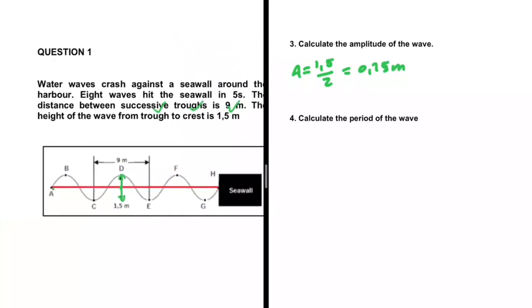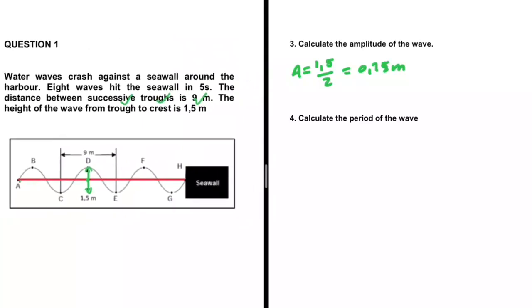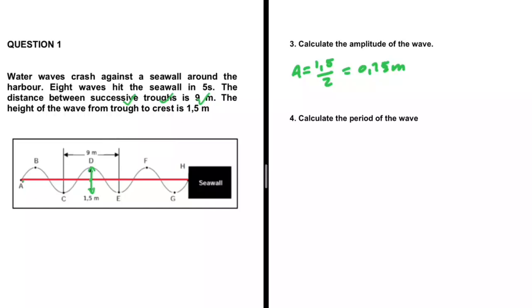It's very rare that in an exam situation, you will be given the amplitude in a straightforward manner, like "The amplitude is 1 meter." It's very rare that you're given a situation like that. Usually, you have to calculate it. There's a bit of trickery that you have to overcome in order to find the amplitude.